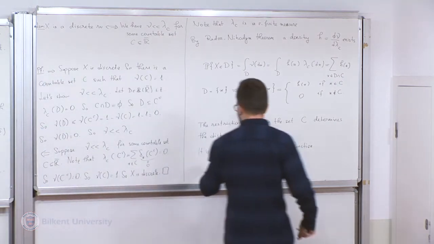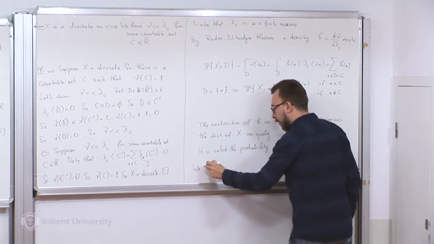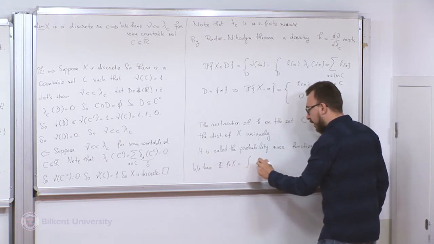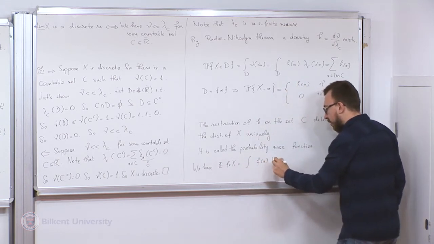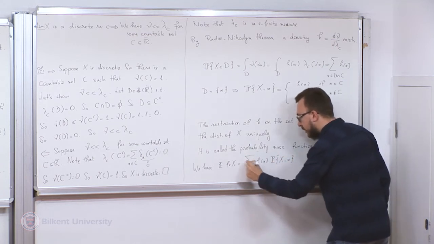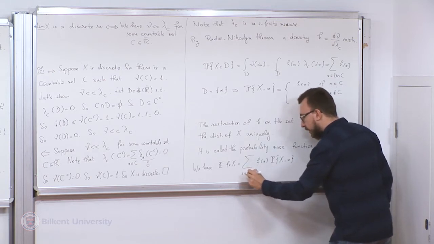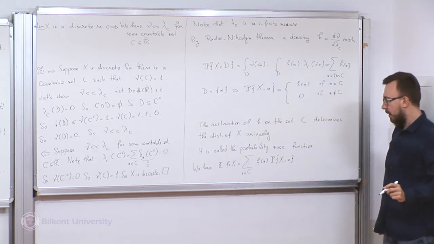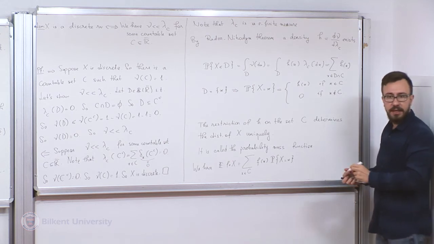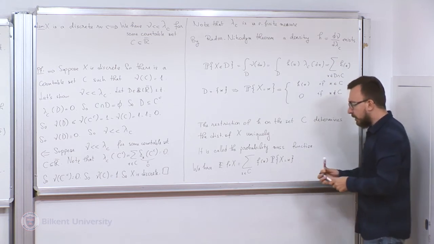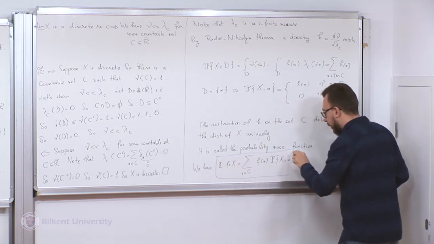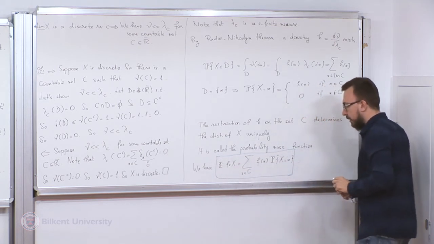So in particular, we have the expected value of f of X is what? The sum of f of x times the probability that X is equal to x. Of course, this is no longer an integral, just a summation over x's in C. So this is usually given as the definition of expectation in elementary courses. Now this is a consequence, a special case of the integration theory that we built last week.